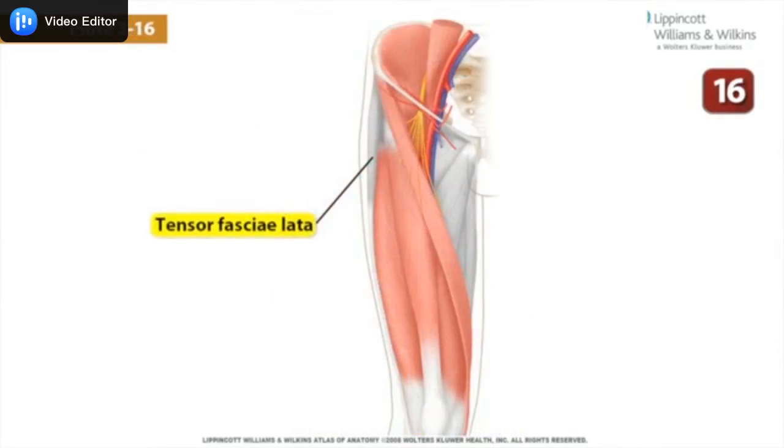The tensor fascia lata originates on the iliac crest and inserts on the iliotibial tract. It performs 3 actions at the hip joint: flexion, abduction, and medial rotation of the femur at the hip joint.